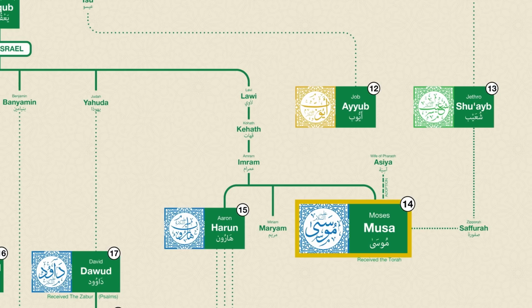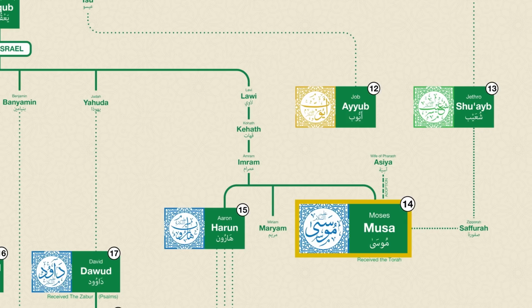Musa, better known in the English-speaking world as Moses, was the third of the 5 Ulul Azmi, or arch-prophets. And in fact, his name is mentioned in the Quran more than any other prophet, showing up a total of 135 times. Musa and his brother Harun, known in English as Aaron, are primarily associated with the Exodus story. I won't go through that story in this video, because most people are already familiar with it. And also, I'll be doing an entire episode on Moses next week.